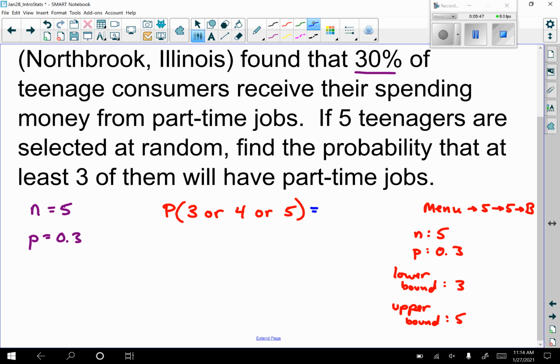And we should be getting a 0.163. So this saves us the time. Using menu 55B saves us the time of doing probability of exactly 3, and then we have to add it to the probability of exactly 4, then the probability of exactly 5. So instead of doing this, because what if we had 20 teenagers and we wanted to say at least 3? We would have to sit here and add probability of 3 up to the probability of 20. So this menu 55B is a real time saver.